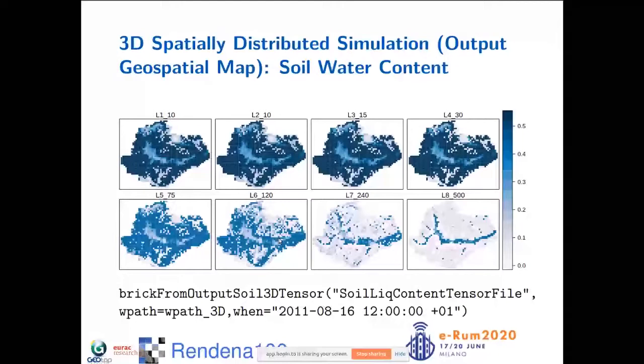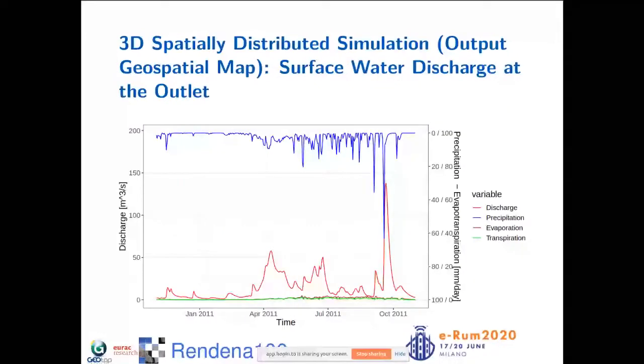Finally, by extracting from the GEOtop simulation, you can also have the time series, and then you can create a plot of the water discharge at the outlet as a function of the mean of the average precipitation fallen in the whole area, and so on. Also evaporation and transpiration, which are the main components of the hydrological cycle.